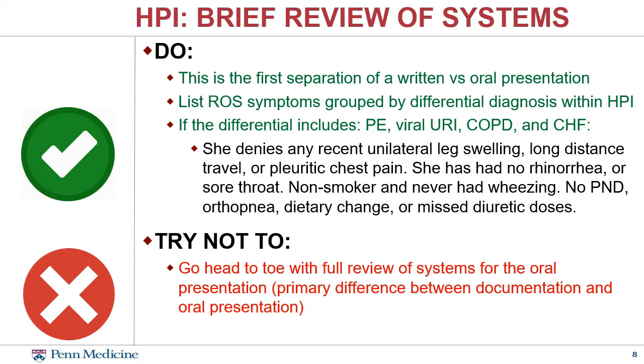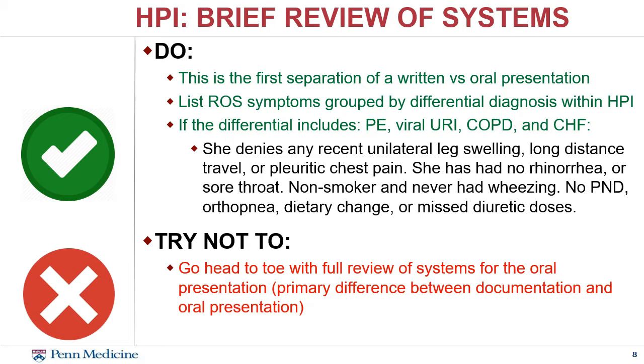For brief review of systems, remember, this is the first part where the written documentation changes from the oral presentation. So what you do want to do is to list the review of systems symptoms grouped by differential diagnosis within the HPI. So please, please do not give a head-to-toe review of systems in your oral presentation. In the written note, you will include a head-to-toe, but definitely do not give a head-to-toe review of systems in the oral presentation. You want anything that's actually relevant to be embedded within your HPI, and I should be able to figure out that, for example, your differential includes PE, viral URI, COPD, and CHF.